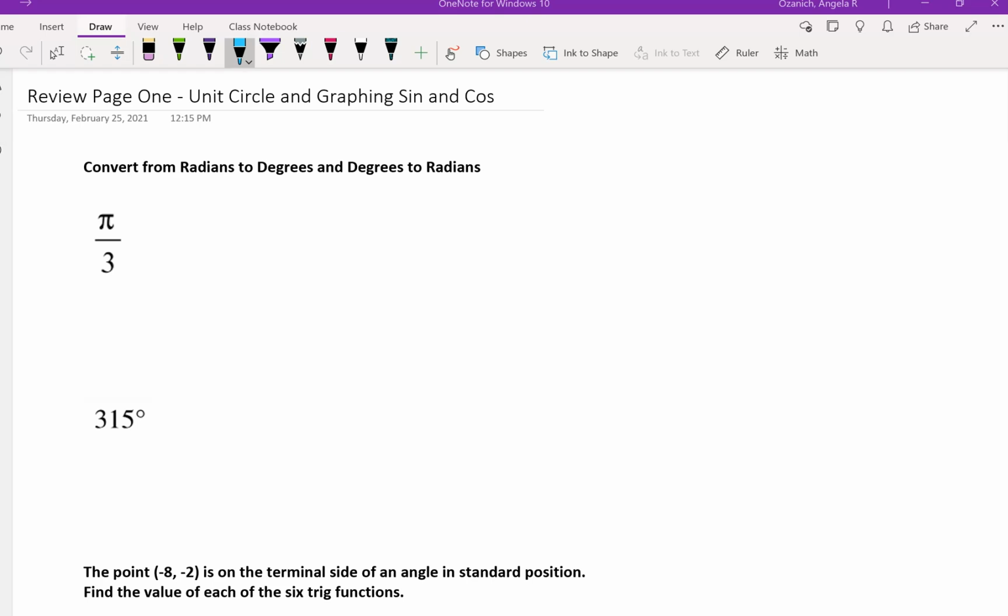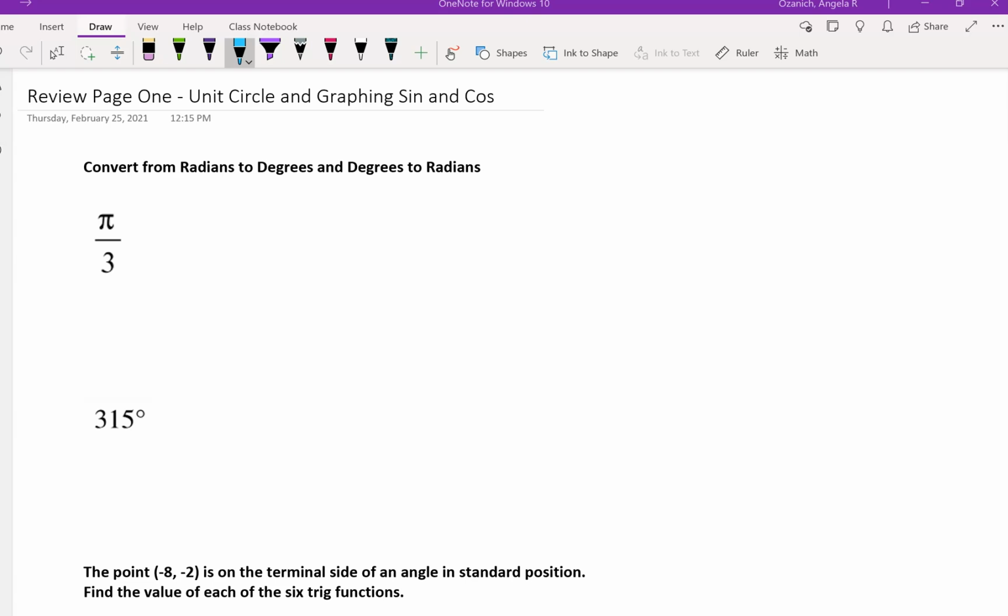Hello, here we go. We are going to make it through some problems that will help you to prepare and have an overview of the work that we've done in this unit, covering trigonometry, unit circle, graphs of sine and cosine, sine, cosine, tangent, their reciprocal functions, graphing some of those, and also applications of sinusoidal functions. So that's sort of the overview.